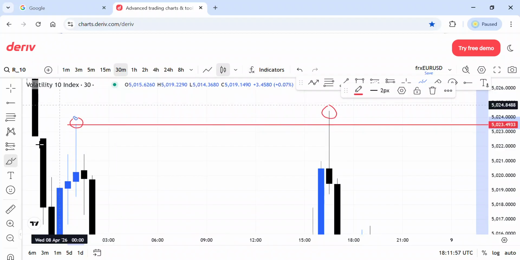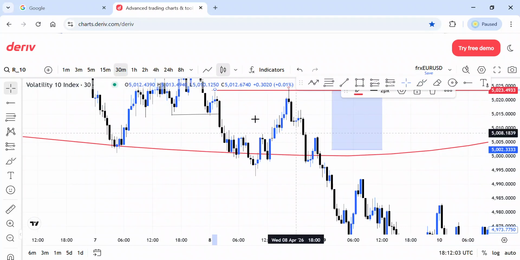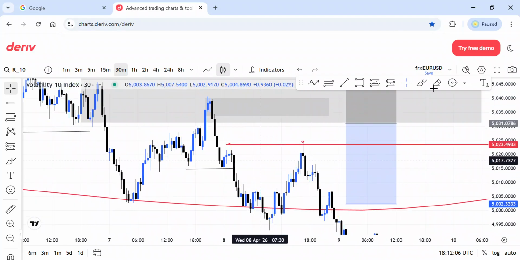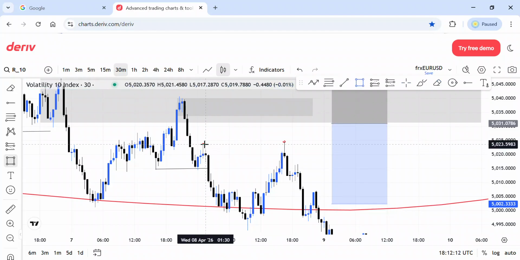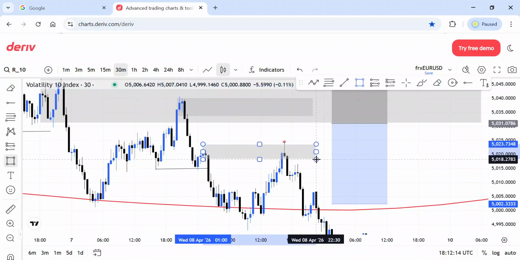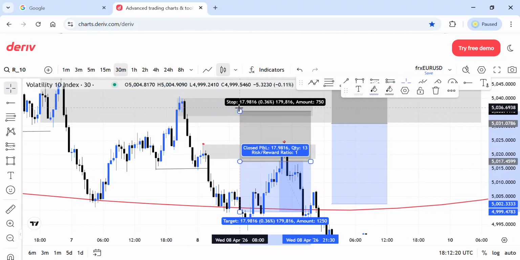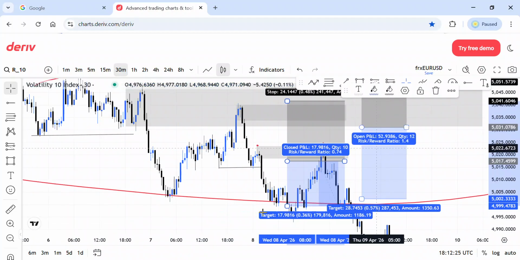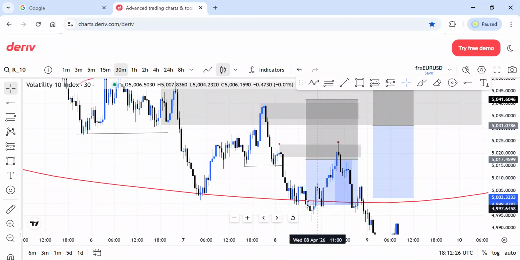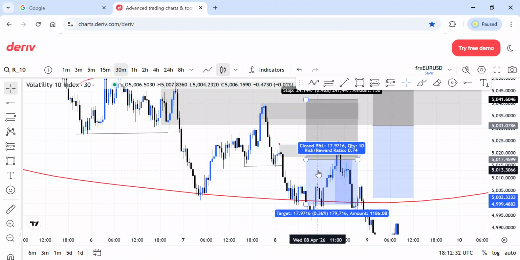All right, so let's assume that you are selling from this side. If you place your sell limit here, normally your stop loss is going to be above this high. Then your target is going to be very low, so your risk reward is going to be very low. All right, so you can leave the trade and let it fly.